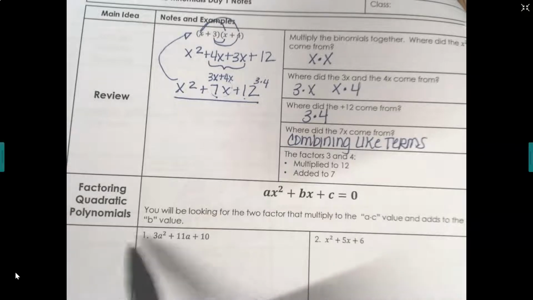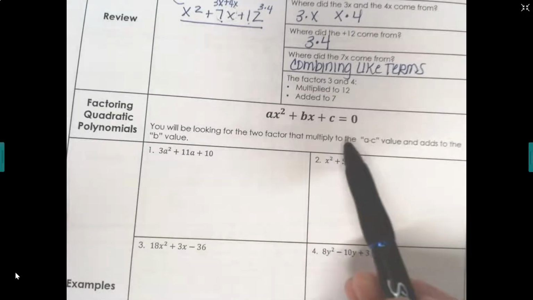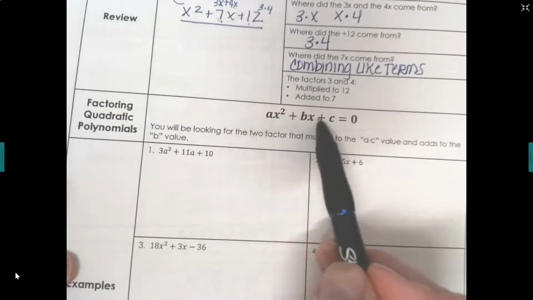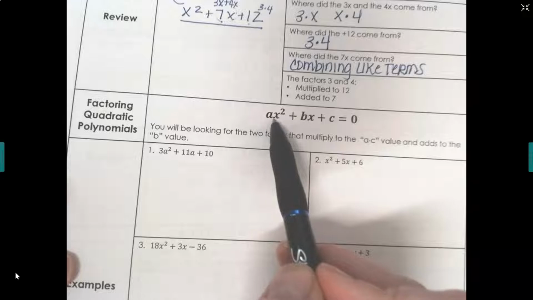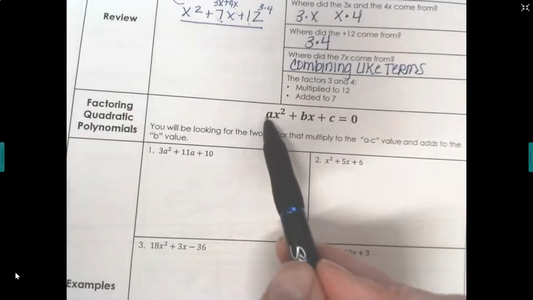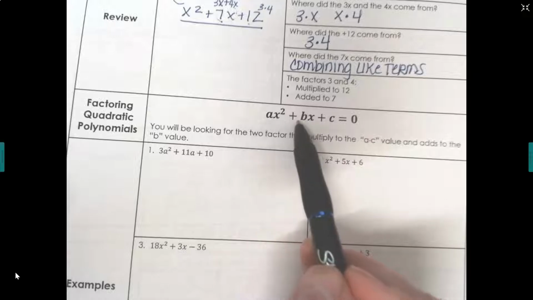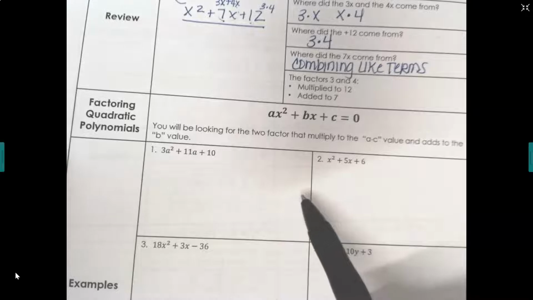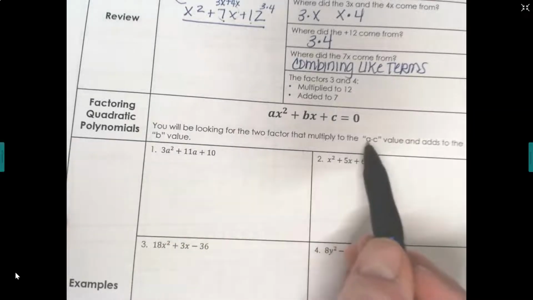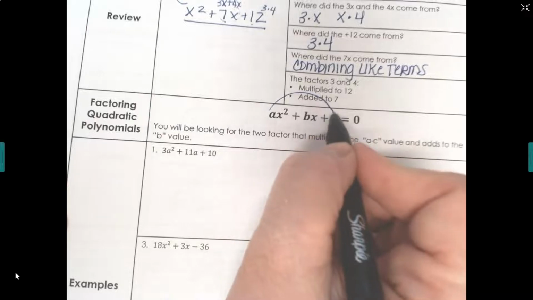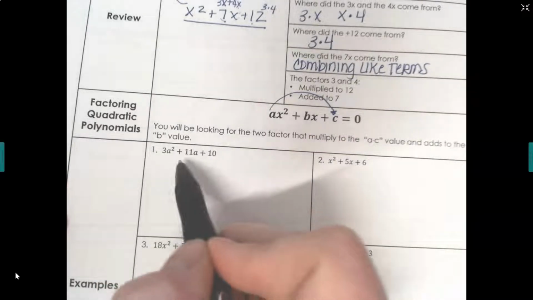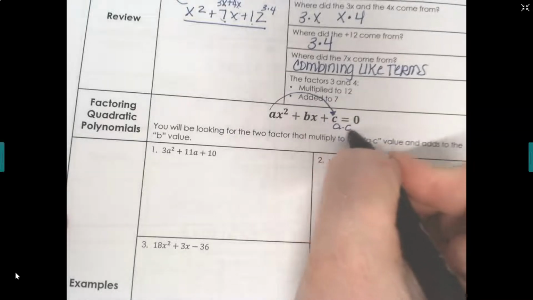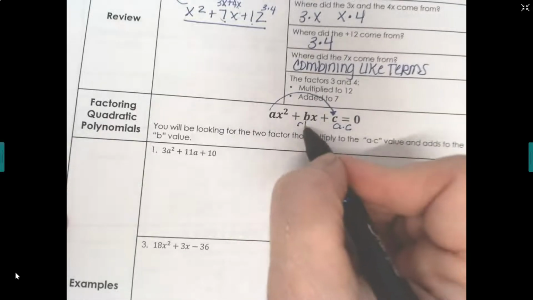So a quadratic polynomial has the highest degree, or the highest exponent, of x squared. This is the form that we're going to be looking at: ax squared plus bx plus c. A is always next to the x squared term. So if I refer to your a term, I'm always referring to the coefficient next to x squared. B is always the coefficient next to the single x, and c is always the constant. So we're going to be looking for two factors that multiply to a times c, but that add to whatever b is.